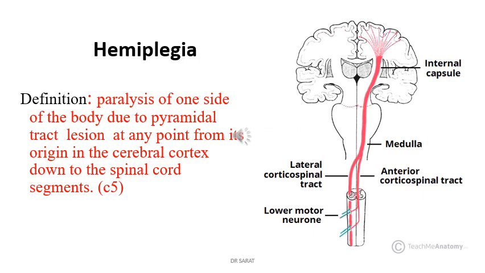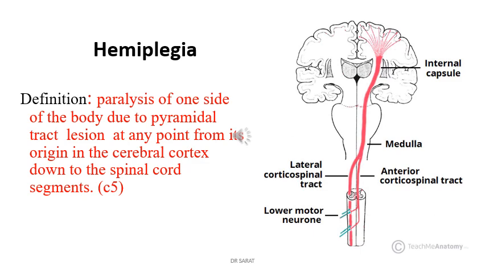So hemiplegia, as the name suggests. Hemi means one half of the body, and plegia is from the ancient Greek term. It means to strike. That means hemiplegia indicates that one half of the body is struck.